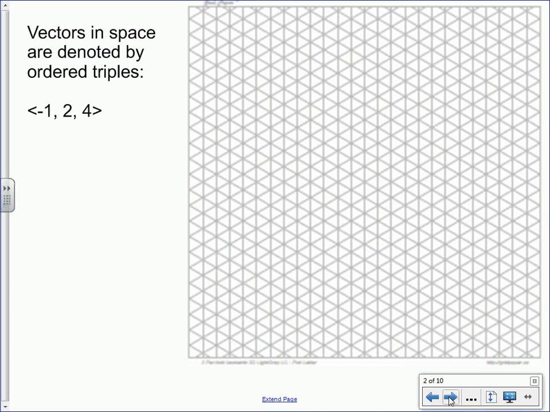In space. Okay. Vectors, well, we'll look at that. Vectors are going to be denoted by ordered triples instead of ordered pairs. And remember, the angle brackets, I can't remember what they're officially called, notate that they are a vector instead of a coordinate, right? Okay. Now, we're not going to have to plot vectors, but it will be good practice for our points. So let's just look at.